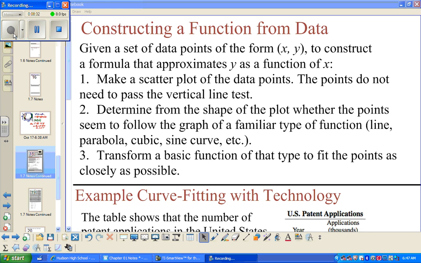So you need to make a scatter plot of the data points. Keep in mind they don't need to pass a vertical line test. You need to determine the shape of the plot, whether the points seem to follow the graph of a familiar type of function, like a line, a parabola, a cubic, a sine curve, etc. And then you need to transform a basic function of that type to fit the points as closely as possible. That's what we're going to do here.